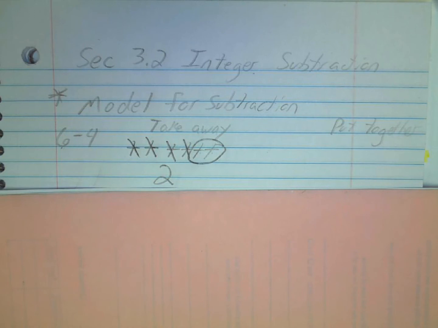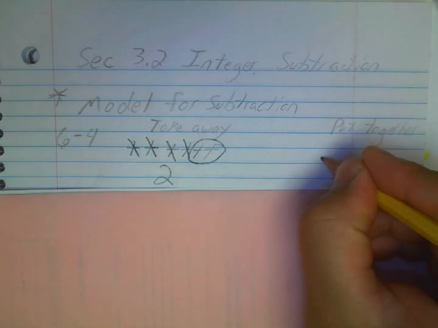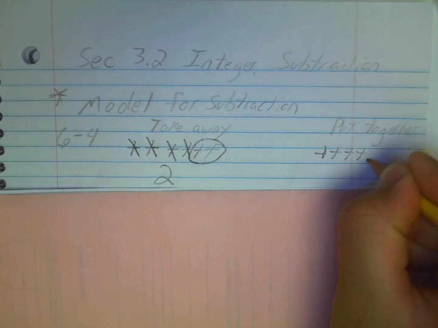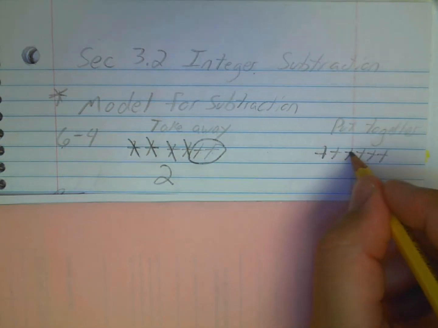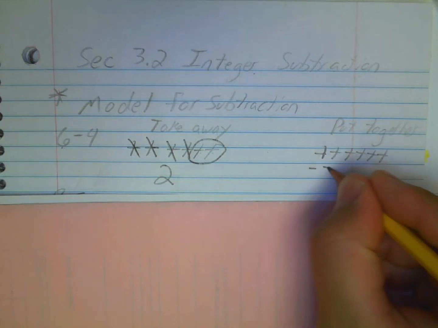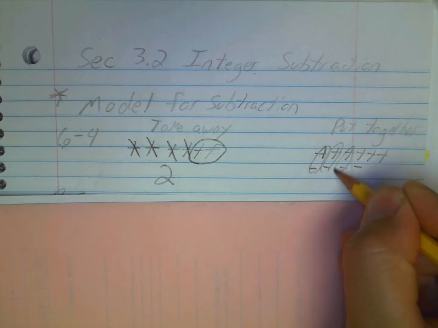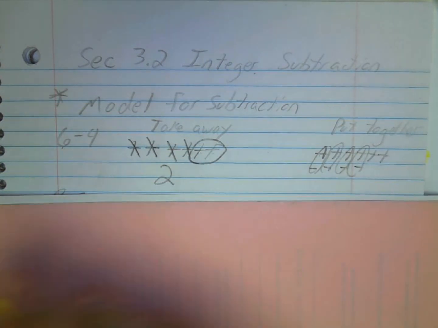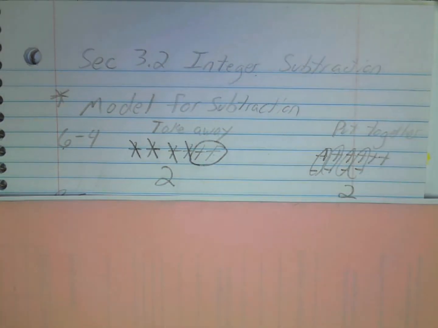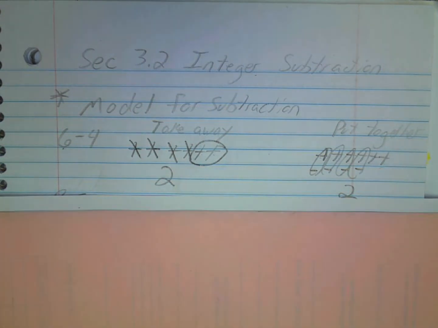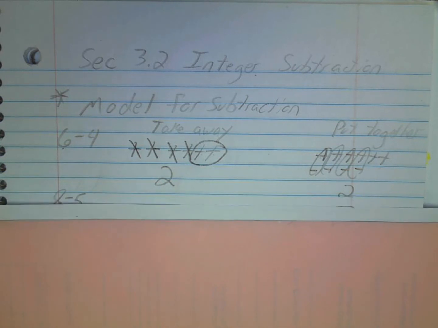That's 2 positives. Now, if I use the put together method, I have 6 positives, 1, 2, 3, 4, 5, 6, and then I have my negative 4. With a positive and a negative, they cancel out. So I put them together, and what's left is 2 positives. My answer is positive 2. That's the way we can deal with subtraction, but eventually you're going to get so good you'll just do it in your head. But to help you understand integers, you can definitely use these models.